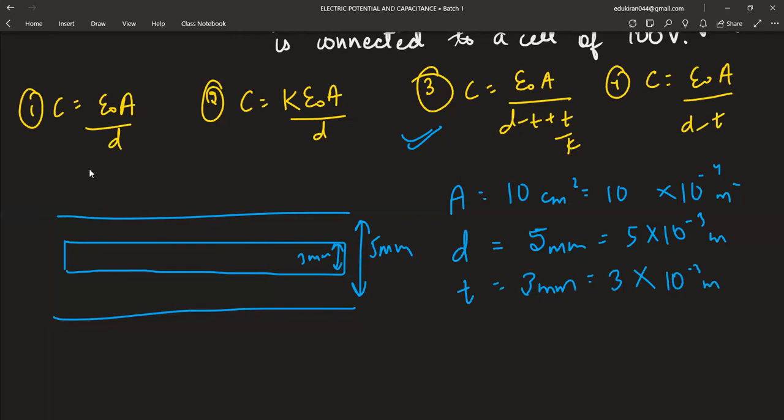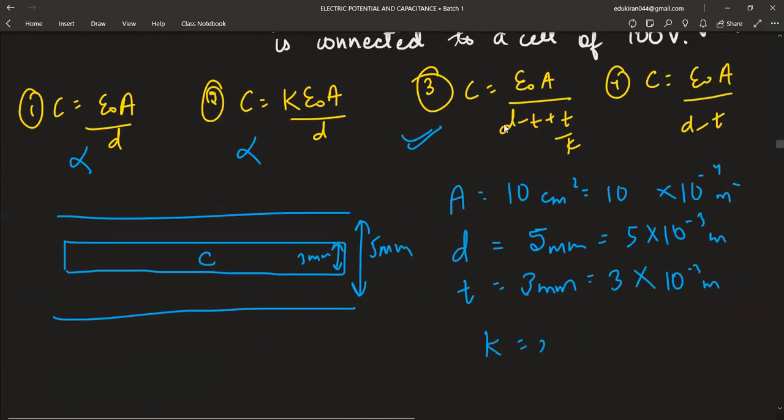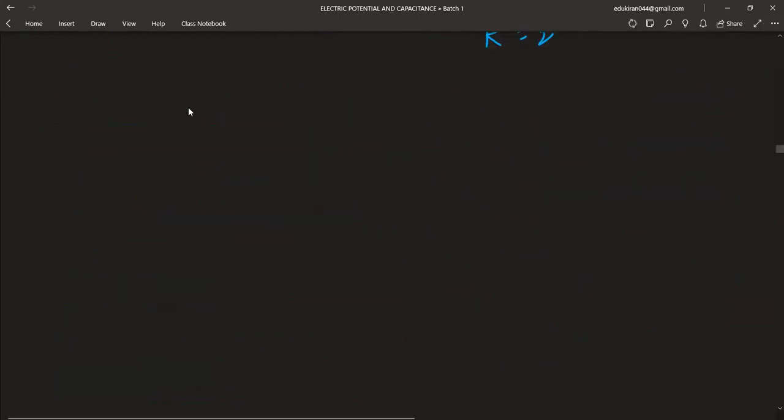The first is not possible because something is present in between. It is not complete. See, this is the partial case. So the first two are completely eliminated, but two are left. We have to eliminate one from these. If this was a conductor, we would have used this, but this is a dielectric slab where the dielectric constant is also given, K is equal to 2. So this is the third part. Which formula will we be using? We'll use C is equal to epsilon naught A divided by D minus T plus T by K. This formula only we'll be using.